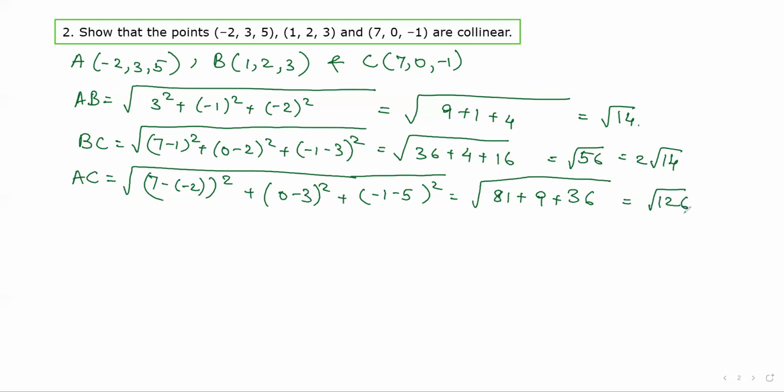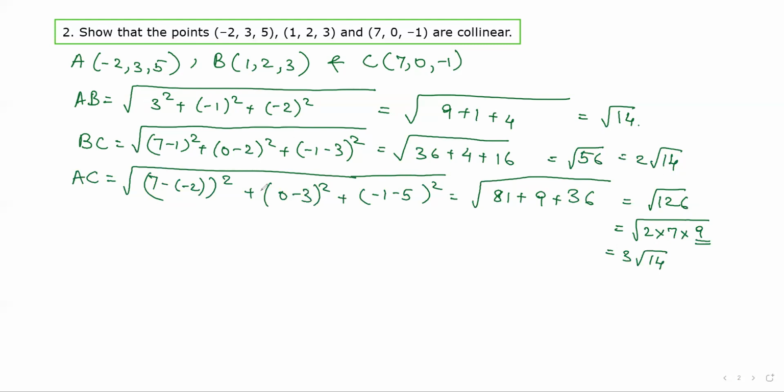Now 126, you can split it. It's divisible by 2. 2 into 63. 63 is 7 into 9. So you have 2 into 7 into 9. 9 can be taken outside. So this is 3 root 14.